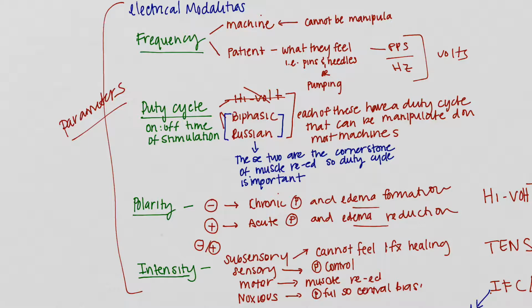So the edema is already present. So you put on this positive polarity and hopefully it repels out that edema. So this is something that we use when we already have edema present. And then we can use this alternating.